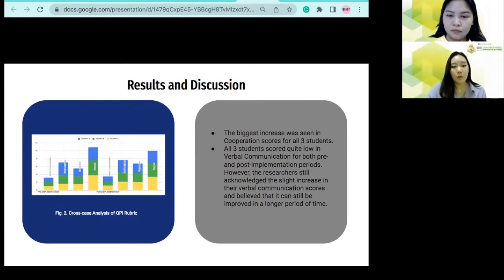Activities that promote cooperation between peers had an important factor in the students' ability to comprehend each other's work. All 3 students scored quite low in verbal communication for both pre and post-implementation periods. However, the researchers still acknowledge the slight increase in their verbal communication scores and believe that it can still be improved in a longer period of time.